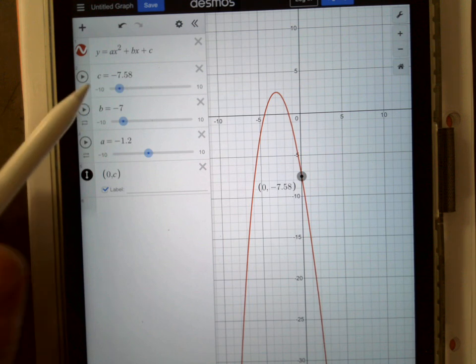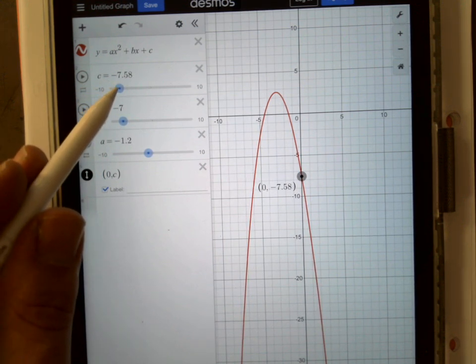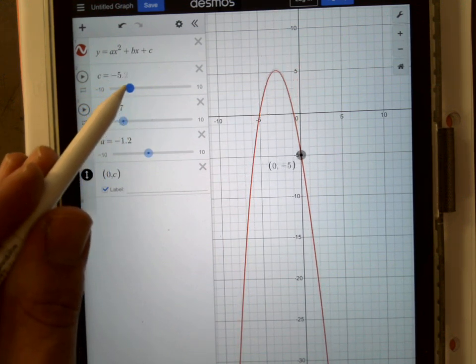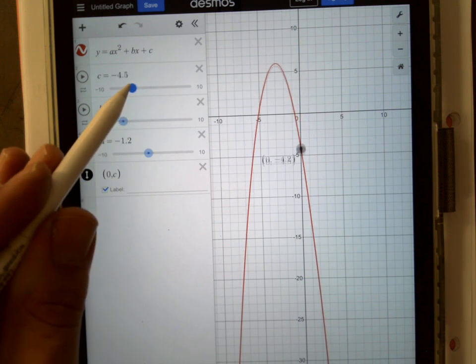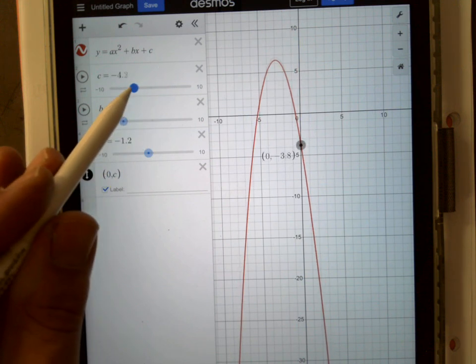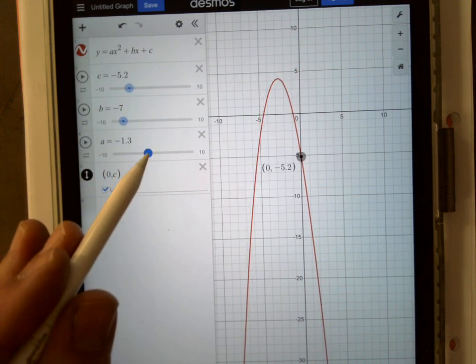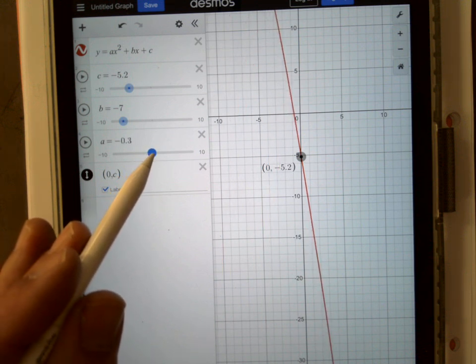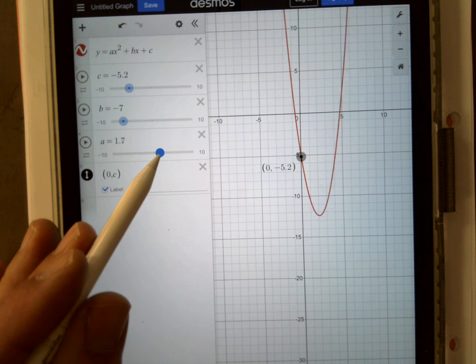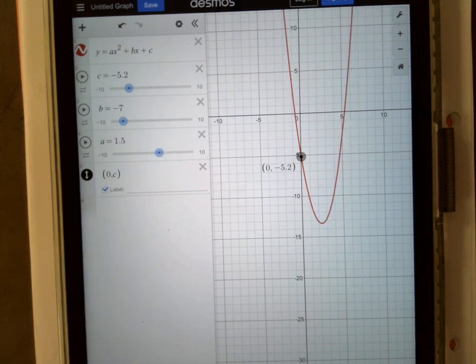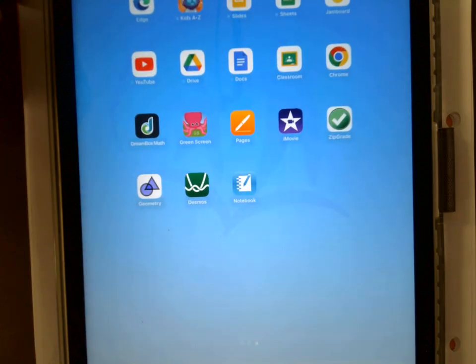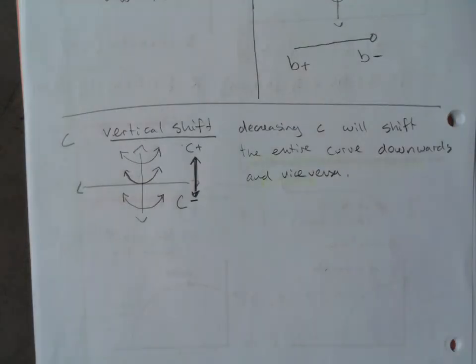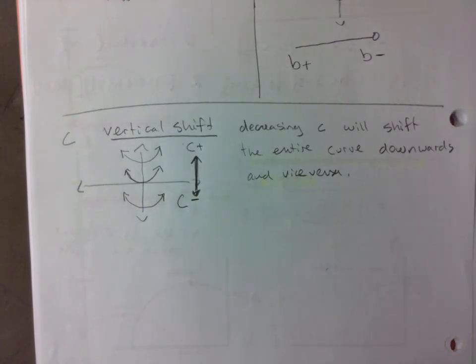But the most important one of all, I think, is C. Understanding that C changes the height of the whole thing. It basically shifts it either up or down. And A, right, makes it narrow or wide. And then it will also change the direction of the opening if it's positive, right? So keep that in mind, okay? Let's continue. I don't want you to just blindly type these in and not understand what's happening, okay?